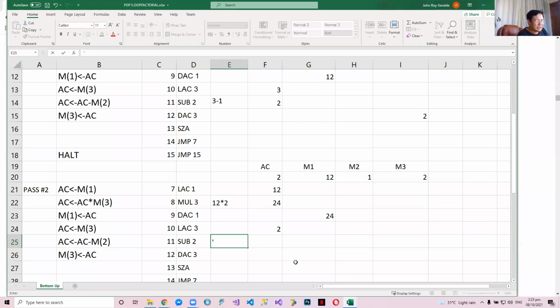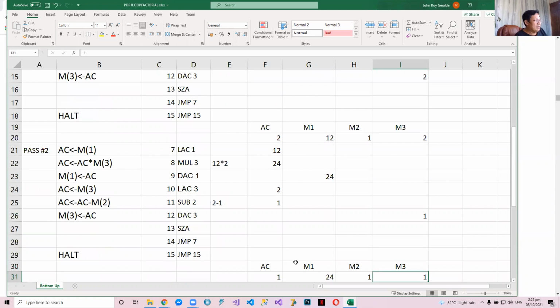Sub M2, which is 1. No? So 2 minus 1, because M of 2 is 1. So this becomes a 1. Do you follow? And then we deposit the accumulator. So this becomes a 1, which is our next multiplier. So we now have another skip. Okay, we will skip because the accumulator is still above, no? Above 0. We will not skip because the accumulator is not 0.